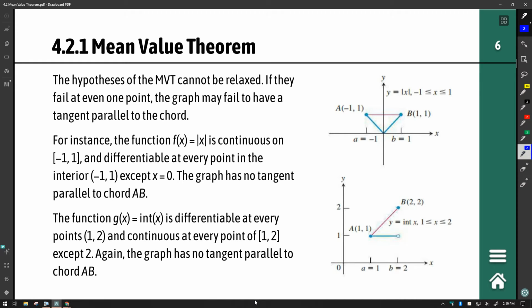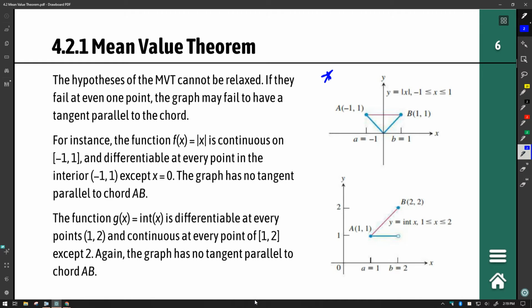If a function fails at even one point to be continuous on a closed or differentiable on an open interval, then the mean value theorem may not apply. For instance, take a look at the function f of x is absolute value of x that we have here in the top right corner. That function is continuous from -1 to 1.